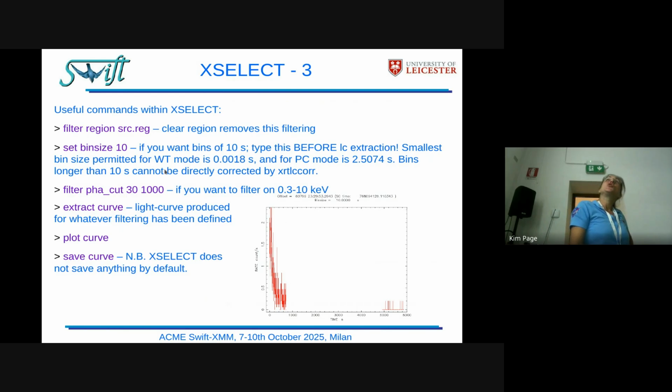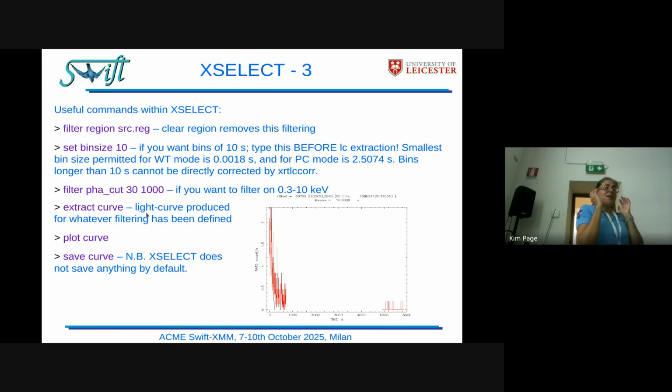So the absolute shortest bin size you could go to for window timing, we said the timing resolution is 17 milliseconds. I think it's 17 point something. Yeah. The shortest that XSelect will allow you to use is 1.8 milliseconds, not 1.7. If you try and do something shorter, it will tell you off and say, no, I can't go shorter than 0.0018. And for PC mode, it's just over 2.5 seconds is the shortest that it will let you do.